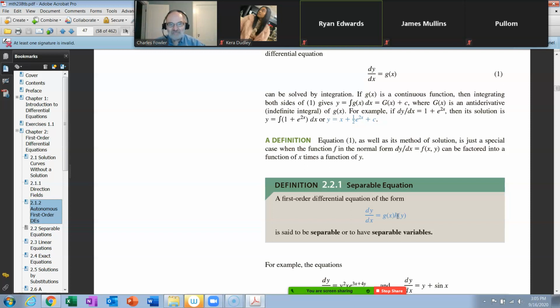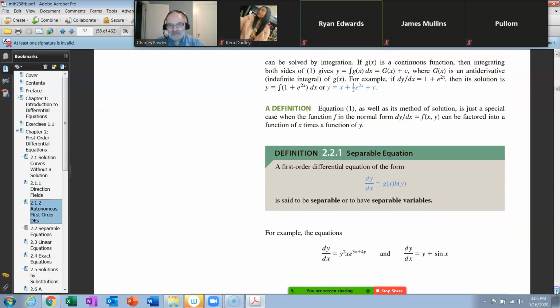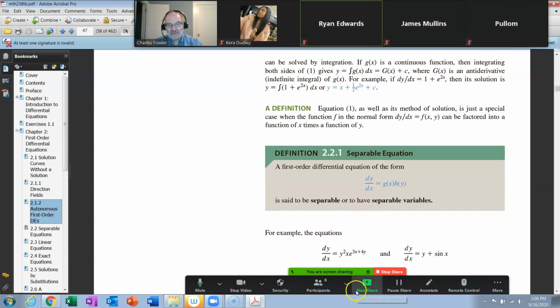All the x's with one factor, all the y's with the other factor. Then you can say this differential equation is said to be separable or to have separable factors. Okay, now we proceed almost like we did before, just one little exception. So here are a couple of equations. dy/dx is equal to y squared x e to the 3x plus 4y. Hey, that doesn't look like it's factorable, does it? Separable? Yes, it is. And let's go to the whiteboard and we'll show why.